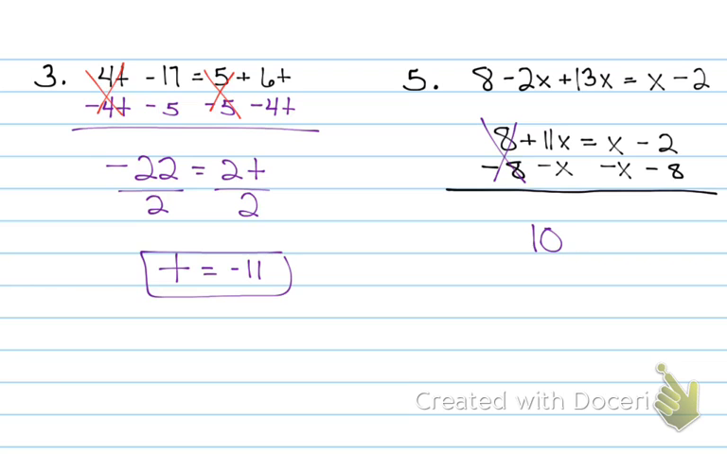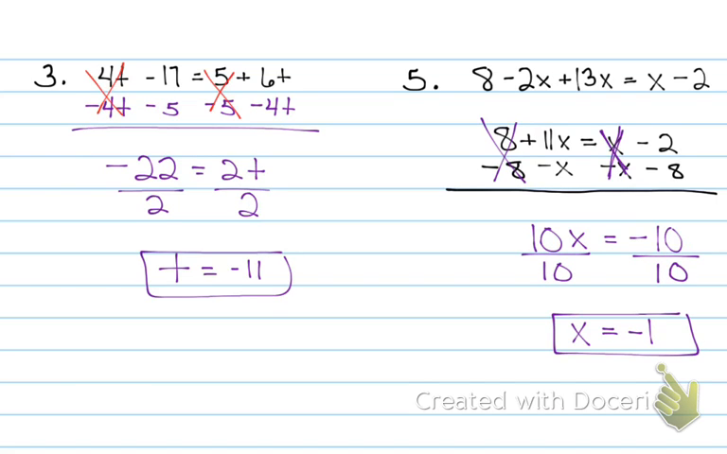So 11x minus x is 10x. Your x's cancel. And what's negative 2, Shantanique, what's negative 2 minus 8? It is negative 10. Same sign, add and keep. Divide both sides by 10, and x equals negative 1. Who got negative 1?